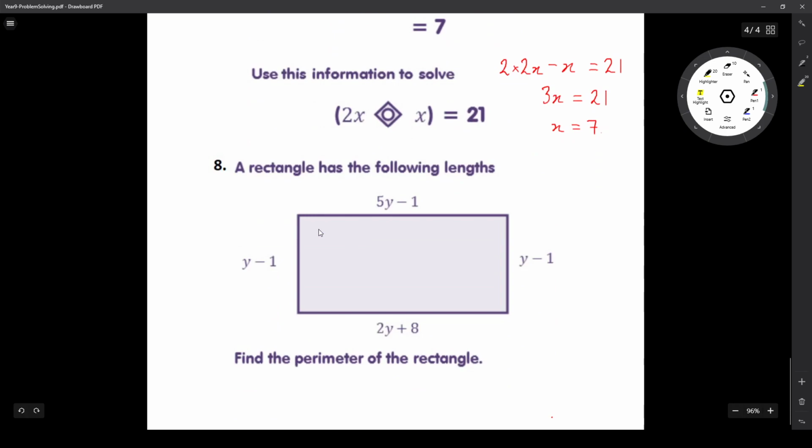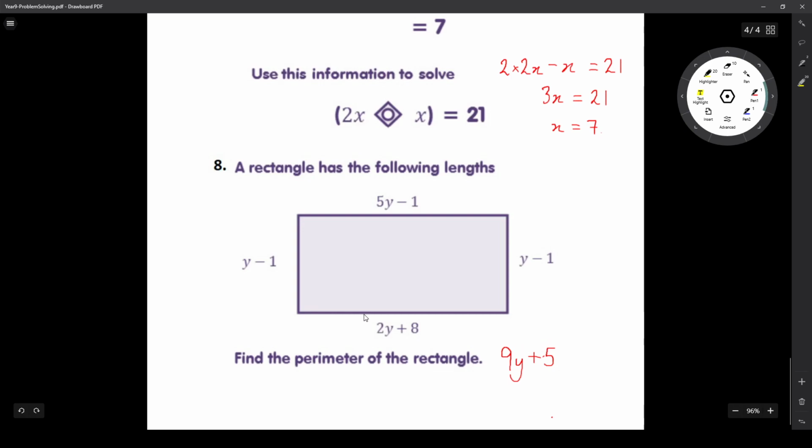Okay, and the last one, find the perimeter of this rectangle. So lots of people gave me the answer 5y, 6, 7, 8, 9y, and then you've got plus 8, minus 1, minus 1, minus 1, plus 5. And that is an expression for the perimeter of the rectangle. However, for this question, we can actually work out the value of y, so we can get the perimeter as just a number.